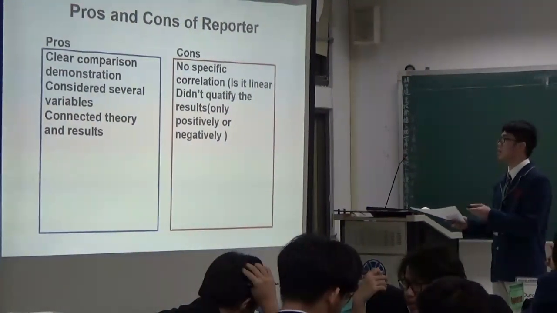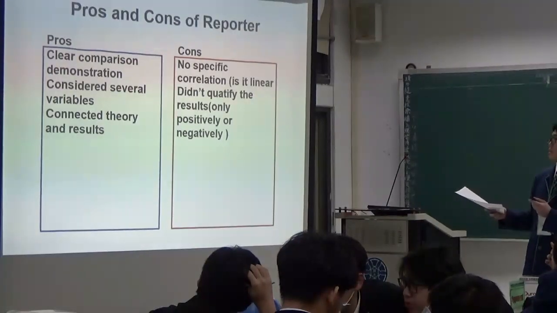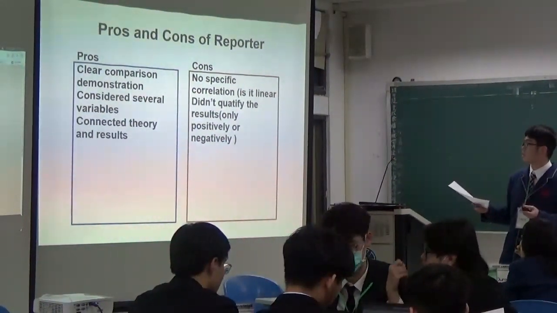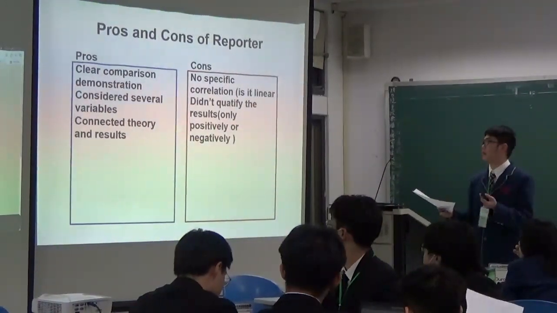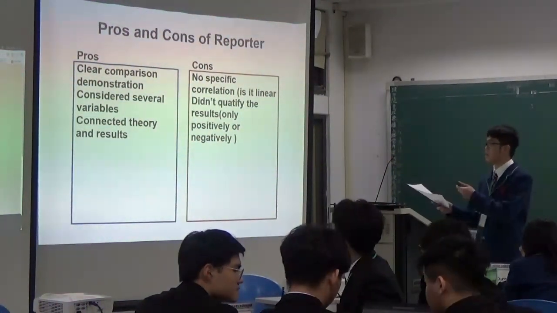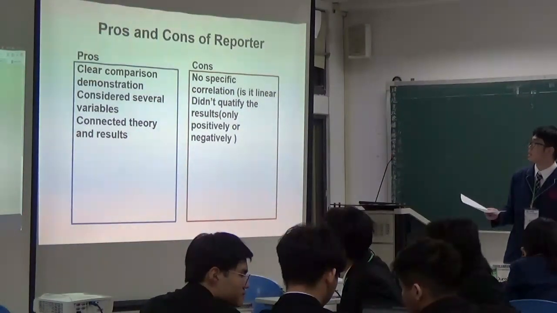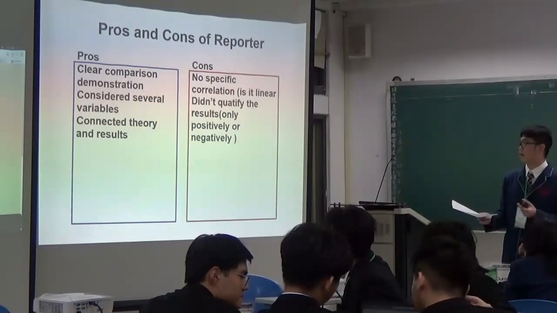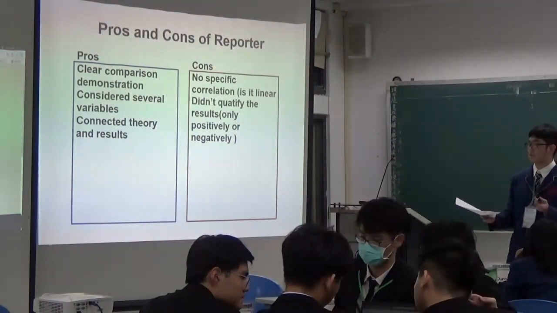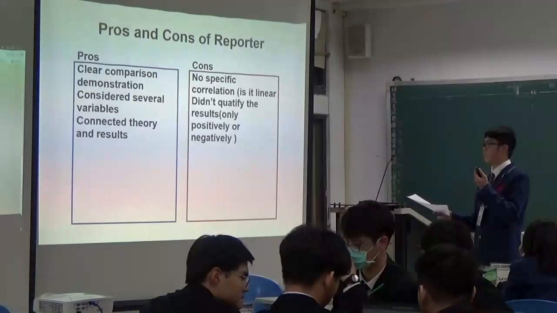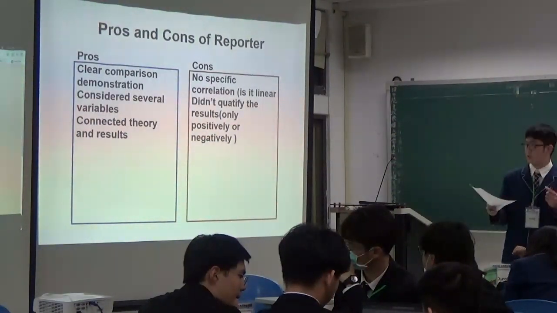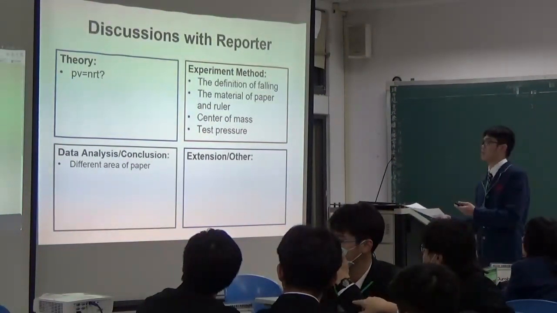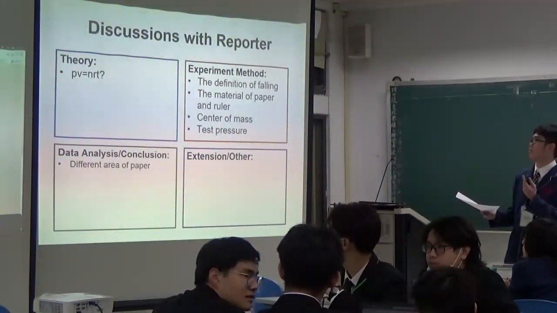But for the cons, they don't have a specific correlation between each quantity. I think they should do better if they can know whether the relation is linear or other kinds of relations. And they didn't quantify the results. They only give us whether it is a positive or negative relation. And this will be the discussion that I would like to ask the reporter.